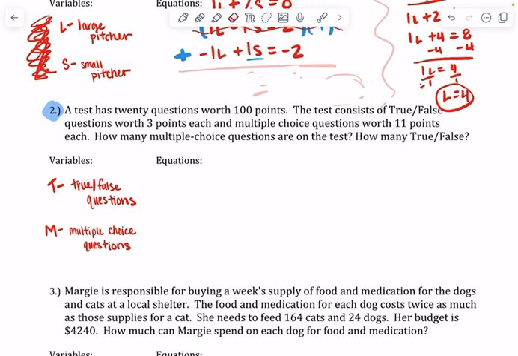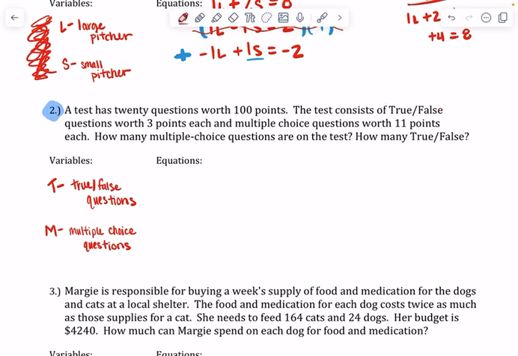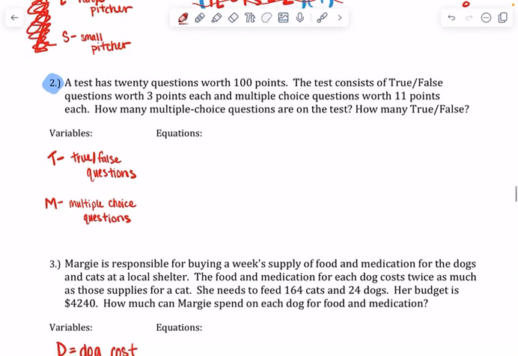Okay, for number 2, let's read through it here. So it says the test has 20 questions worth 100 points. The test consists of true-false questions worth 3 points each and multiple choice questions worth 11 points each.